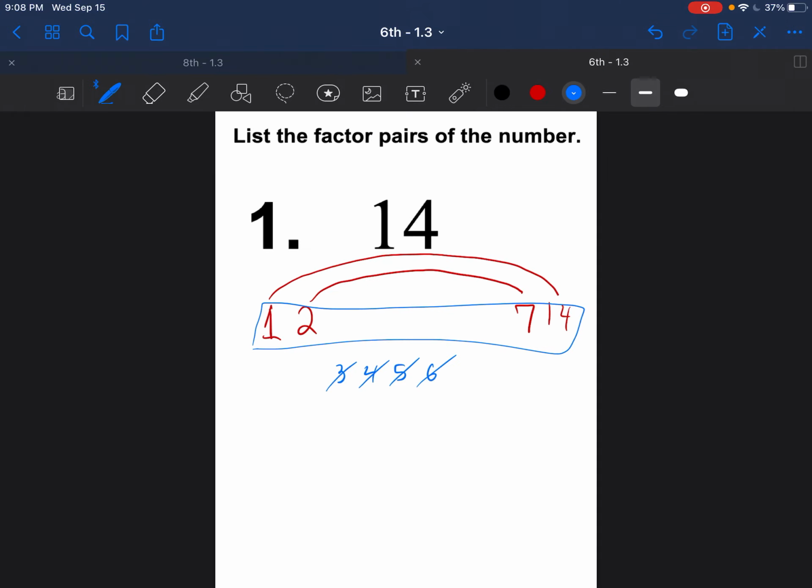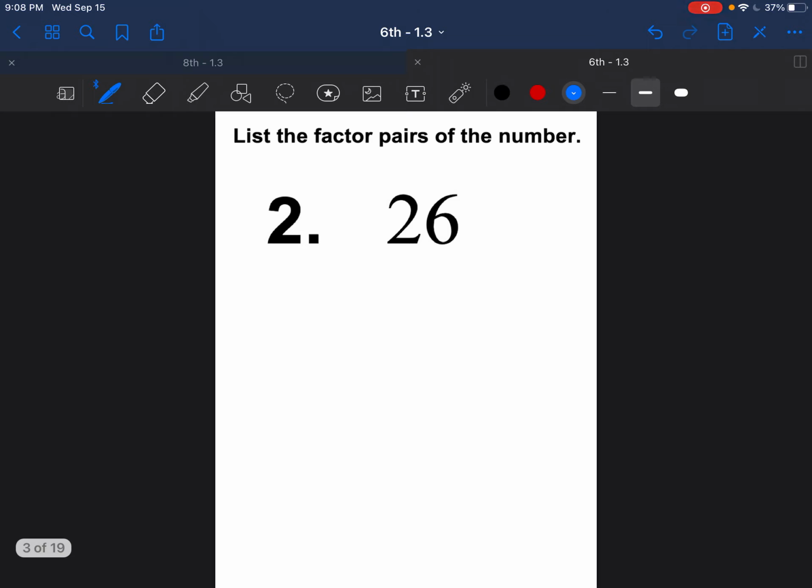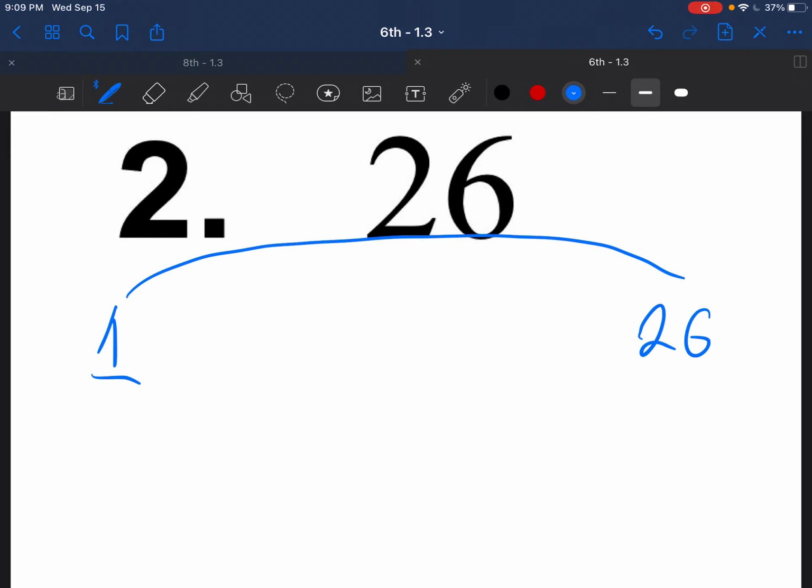Okay. Let's try another one. Number two. Let's list all of the factor pairs. Same thing. So I know 1 and 26, because 1 times 26 gives me 26. Does 2 go into 26? Yes, it does, because it is an even number. So 2 times what will give me 26? If we know that off the top of our head, it's going to be 13.